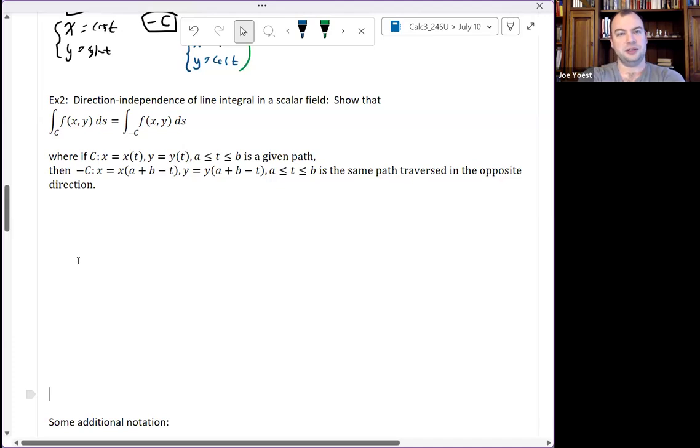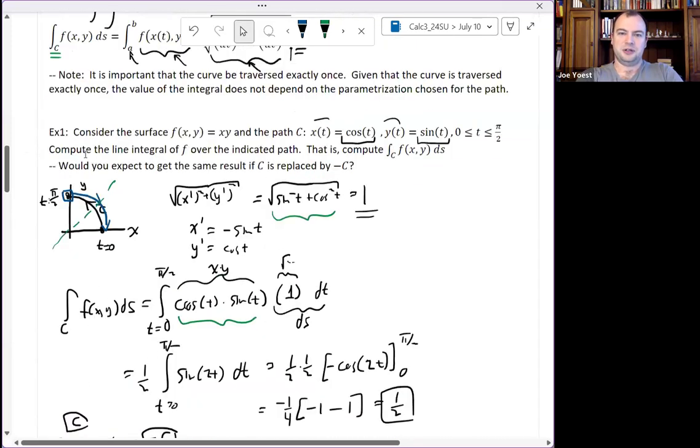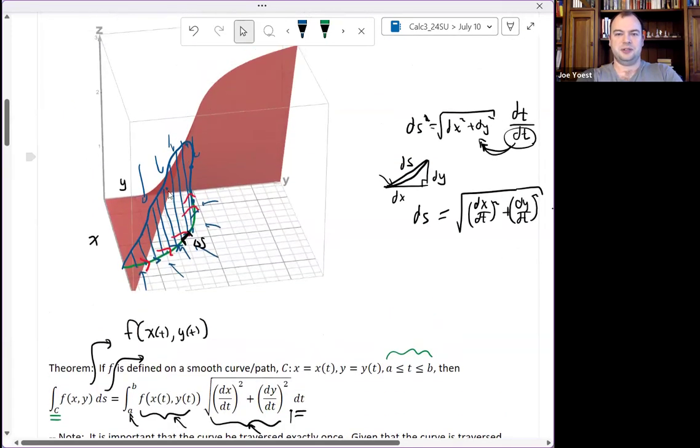Okay, so in example 2, let's look at direction independence of a line integral in a scalar field. We're calling it a scalar field again because this f of x, y is a scalar function of two variables. It takes two variables as input, one variable as output. It defines a surface, in this case, a surface in 3 dimensions. 2 inputs, 1 output.